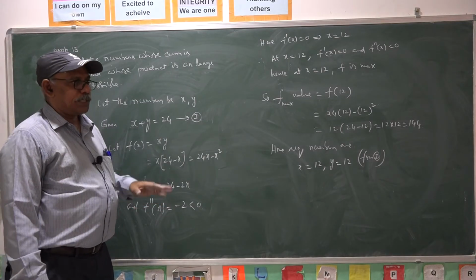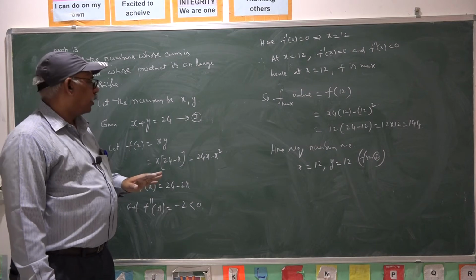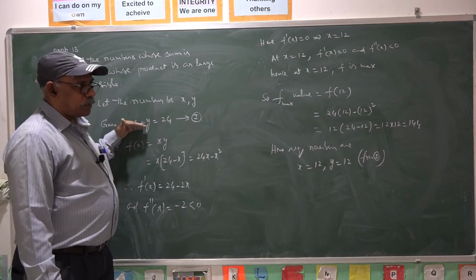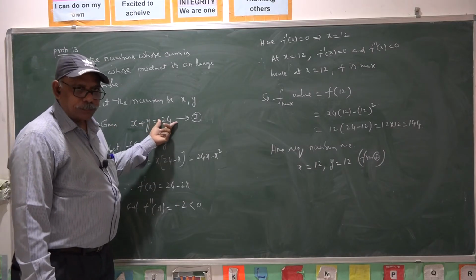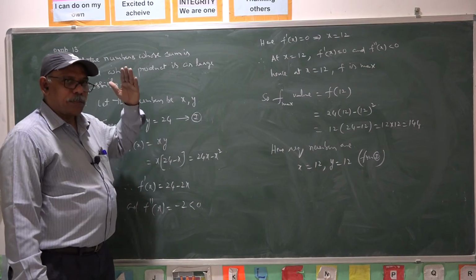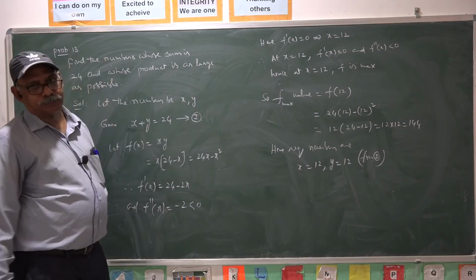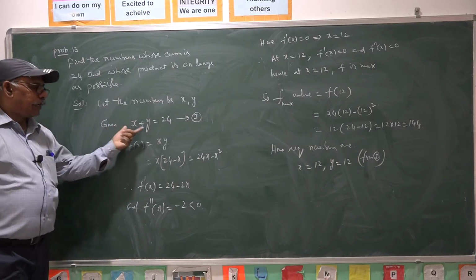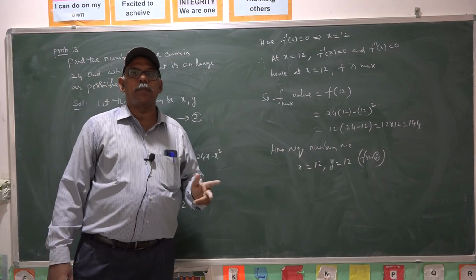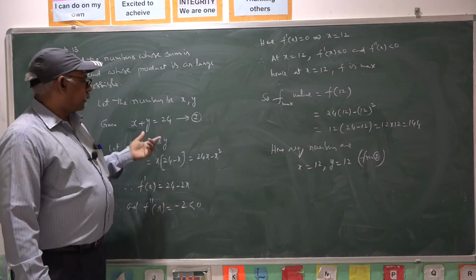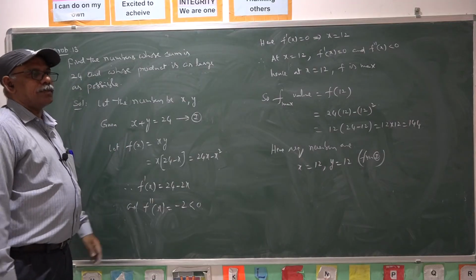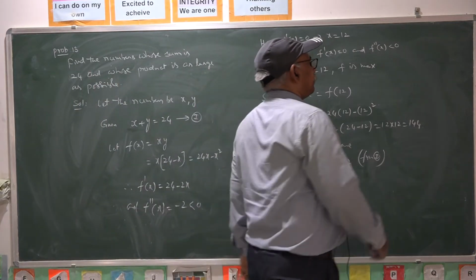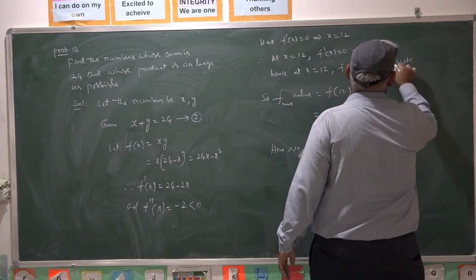From this problem we can conclude that if the sum of two positive numbers is constant, then their product is maximum whenever they are equal. Whenever the sum of two positive numbers is constant, their product takes its maximum value whenever they are equal. That is our conclusion from this problem. You can take it as a note.